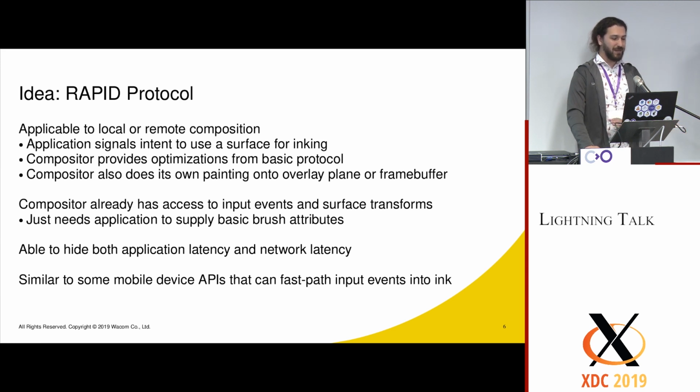By doing this, you can basically get all the way up to where X is right now, just one frame behind the actual pen position. Over the network, if you have a compositor that is working remotely, you can hide that entire network latency as well, because the local compositor is receiving these input events and immediately rendering them to the display, rather than waiting for an image to come back from a server a few thousand miles away. This is similar to what some mobile devices do, where they have very slow displays that need to fast path their input events into inking.